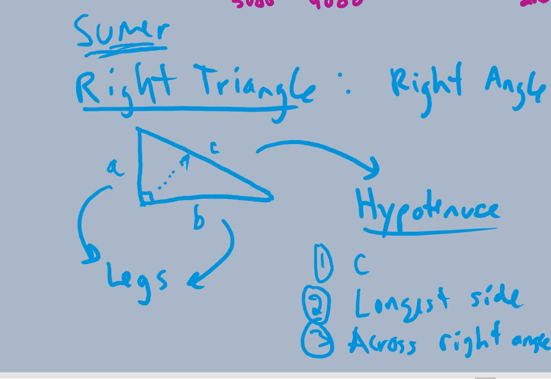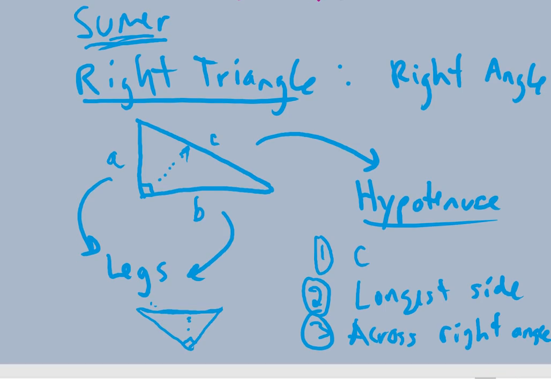Okay, so it doesn't matter. Some kids always say it's the slanty line. Well, no, because sometimes you could have a right triangle drawn like this, and you know that's not slanty. This is the hypotenuse. It's across from the right angle. So it depends on what the triangle is going to be looking like.